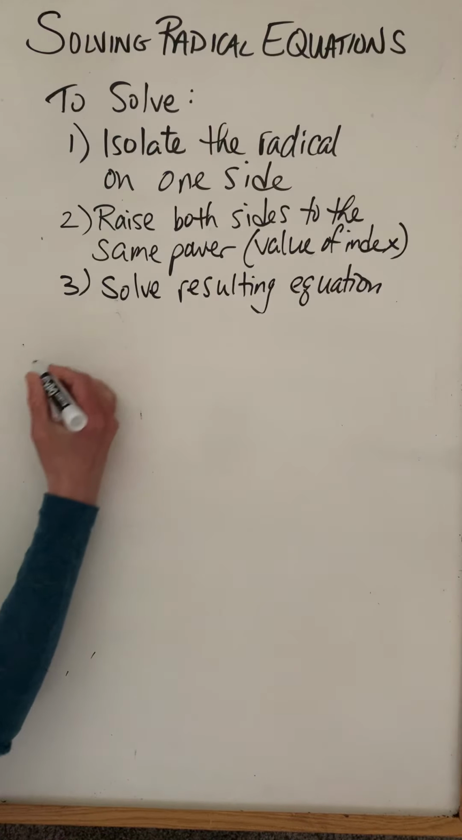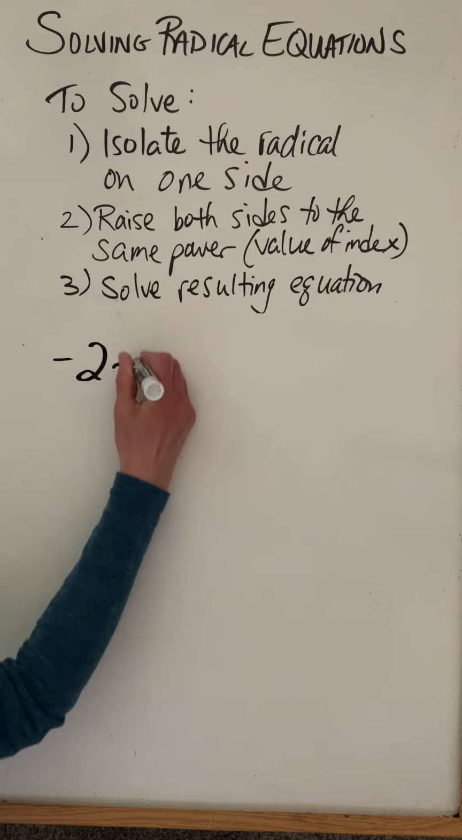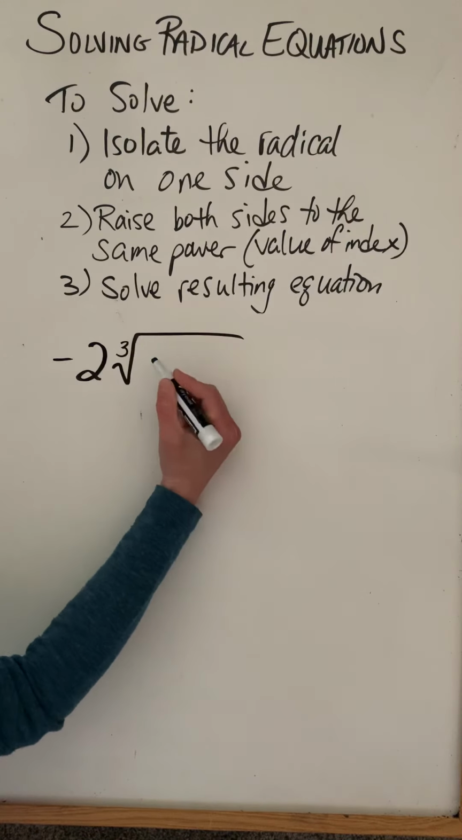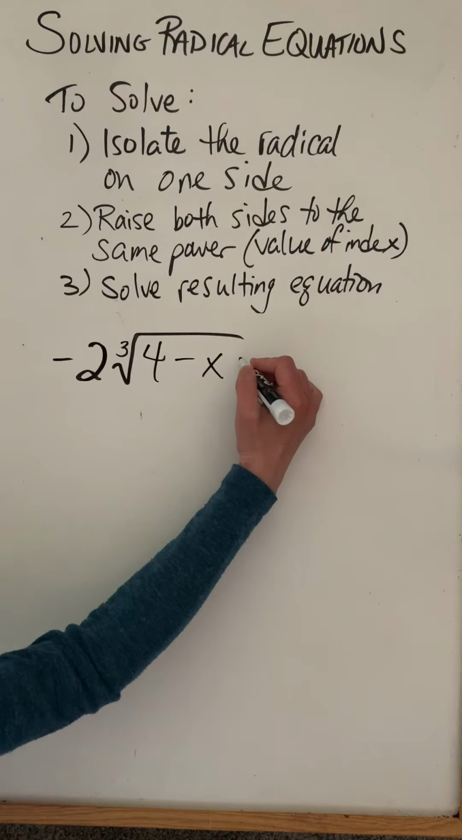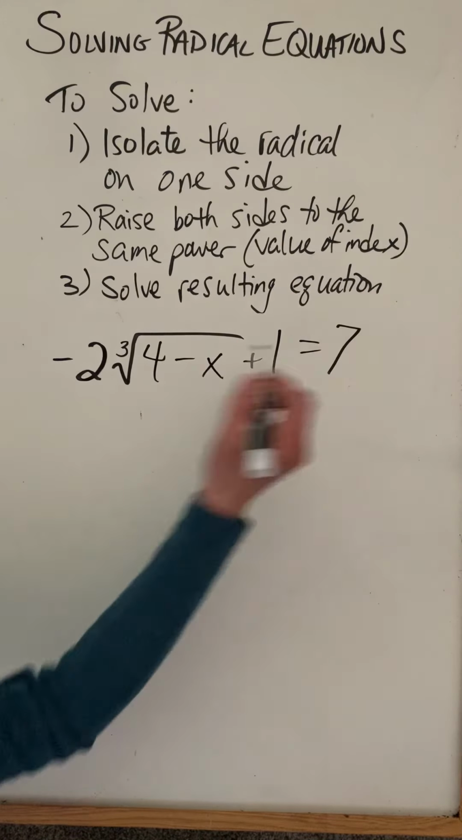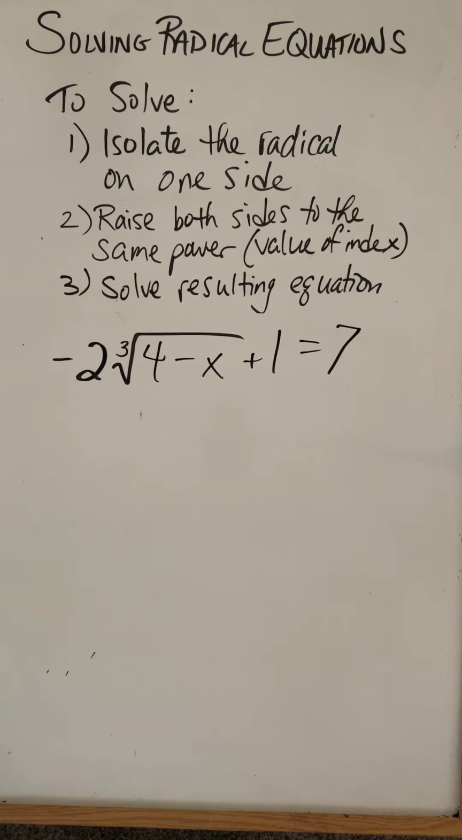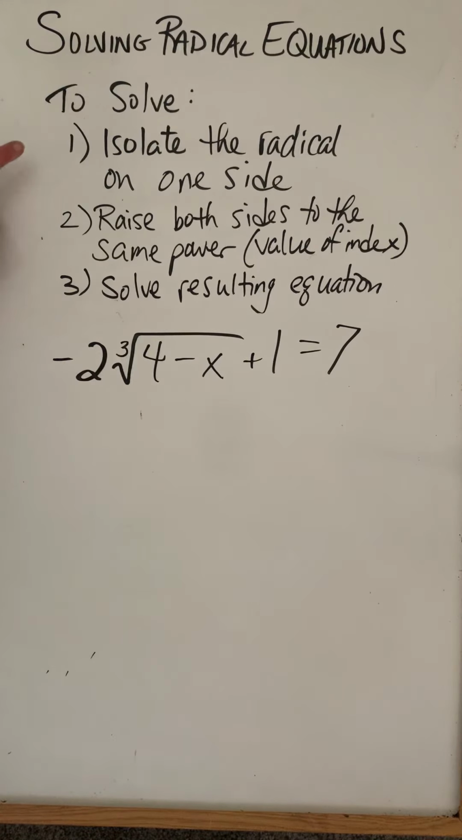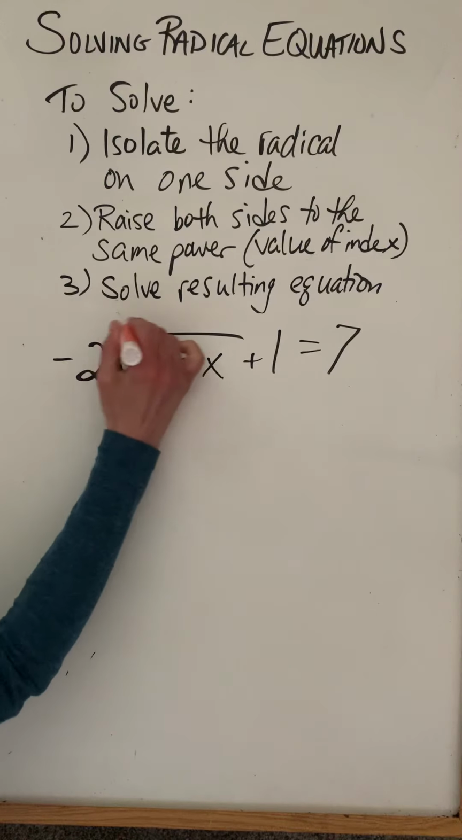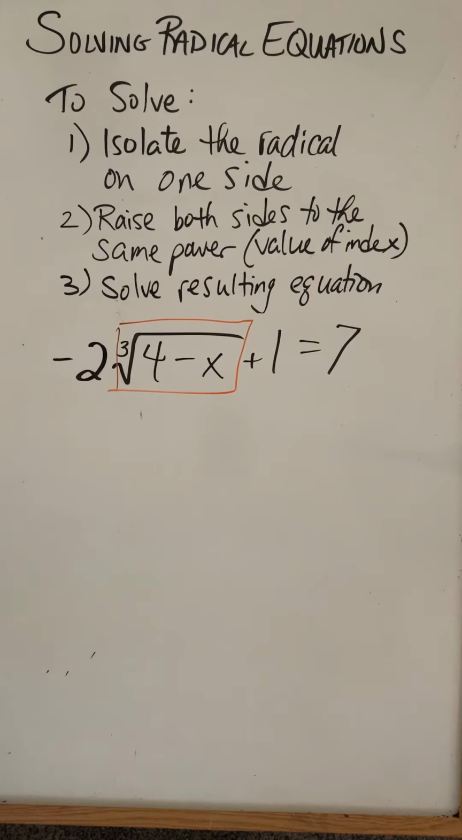Okay, so let's try negative 2 times the cube root of 4 minus x, plus 1, equals 7. What's different about this one versus the other one we did? The only difference is that this time we're taking a cube root. So that's not going to affect step 1 at all. We still want to isolate our radical.